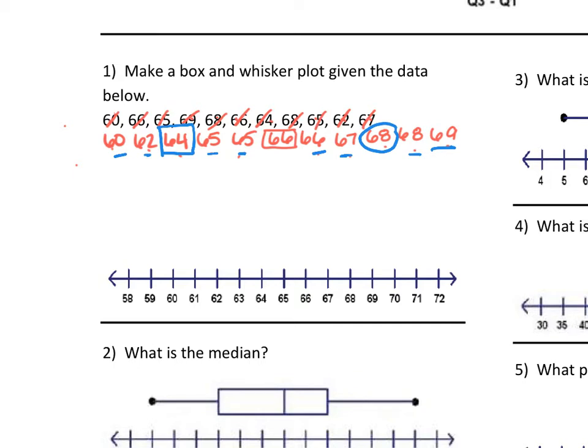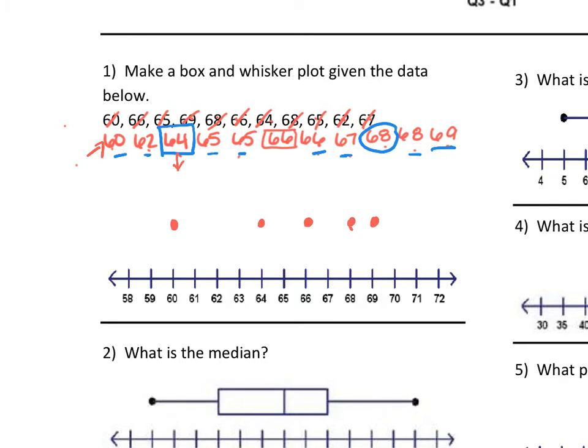Okay, so here's the deal. You put the 5 dots. Okay, refresh your mind. You put it on your lowest point, which is 60. So I'm going to put a dot right here on 60. You put a dot on your highest point, which is 69, right there. Then you put a dot on your median of your first half of data, a dot on your actual median, and then a dot on the median of your second half of data.